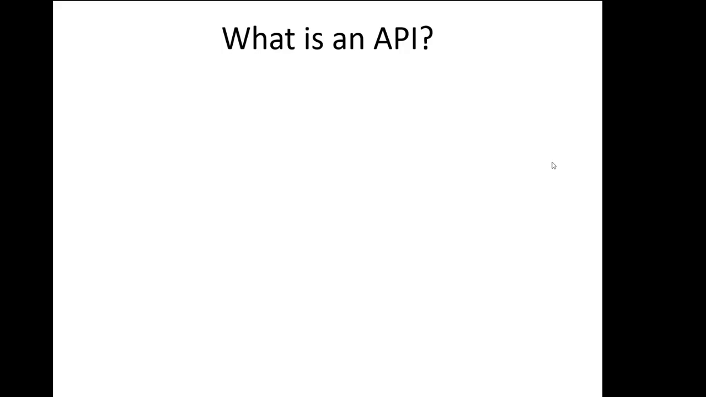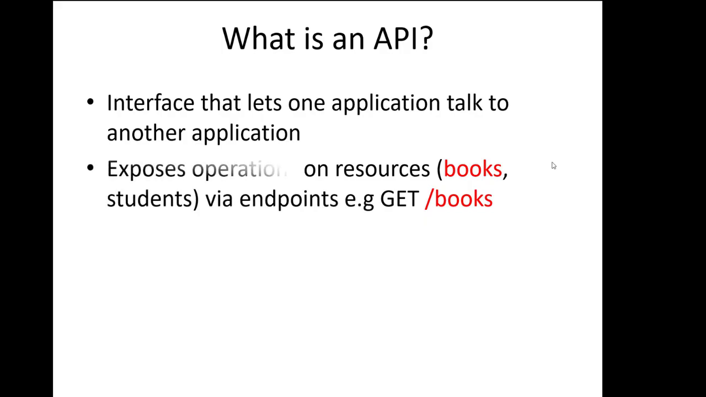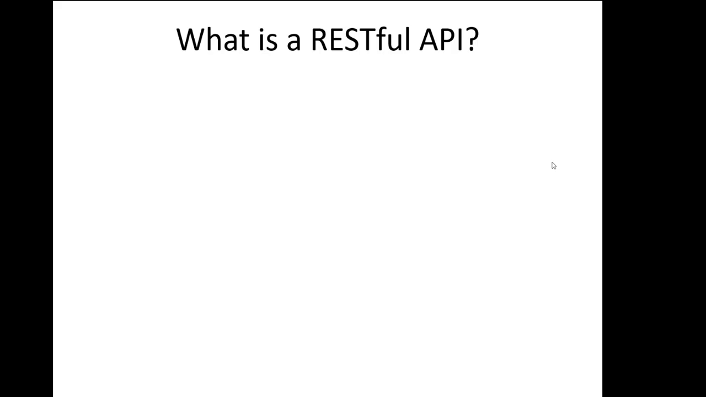API is an application programming interface, which allows you to create an interface that lets other applications communicate with your own application. Also, it exposes operations on your resources. API allows you to expose some operations on your resources to your endpoint. Also, it avoids direct DB sharing and encourages clean boundaries. With API, it restricts you from sharing the whole database with other applications, and also encourages you to have a clean boundary on how they can access your application.